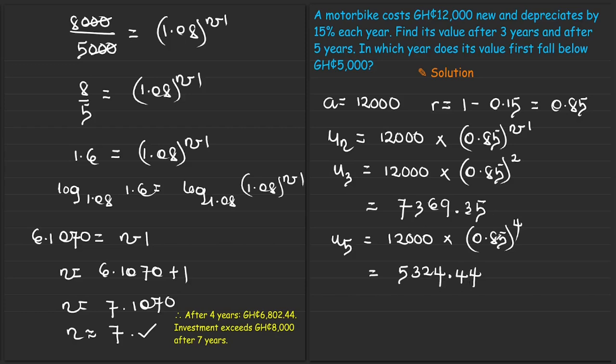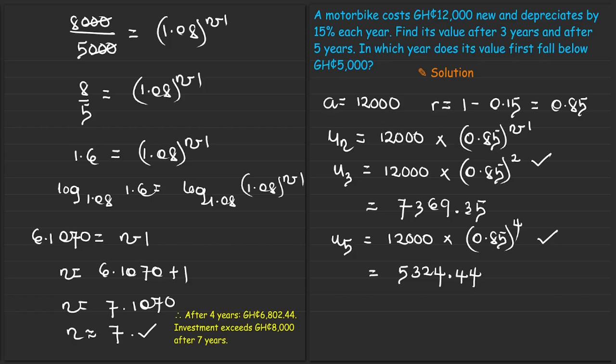5,324,000.44. Kindly punch all these on the calculator, this and then this, to confirm the answers we have over here. So this is going to be the value after 3 years, and then this is the value after 5 years.